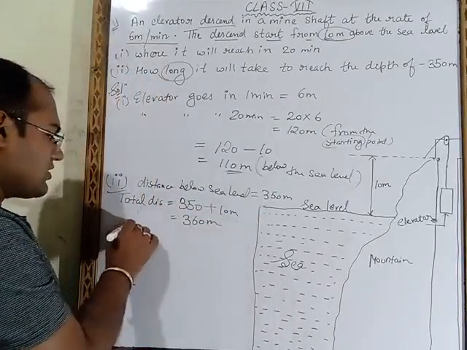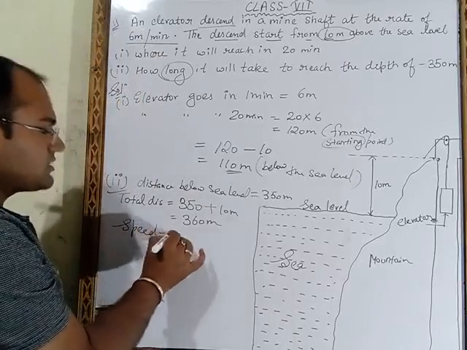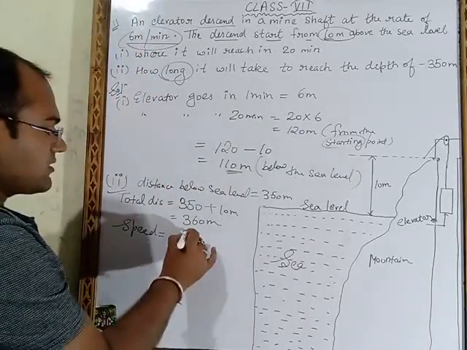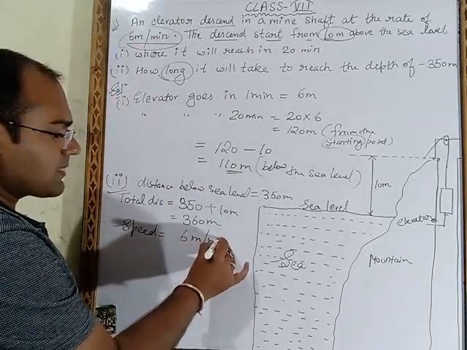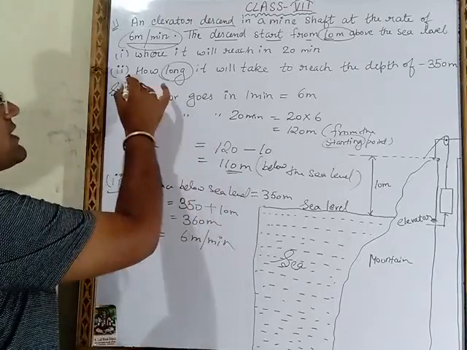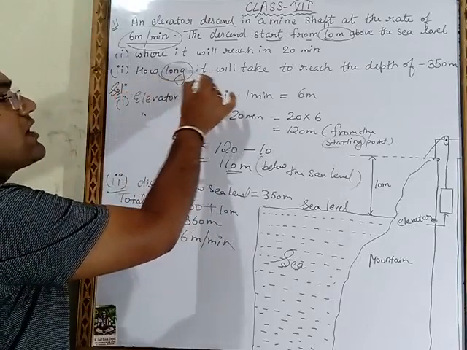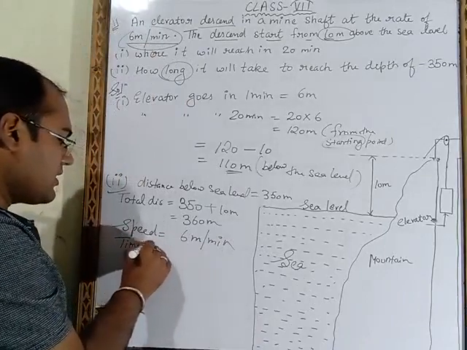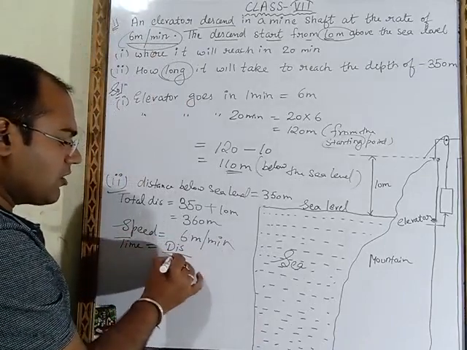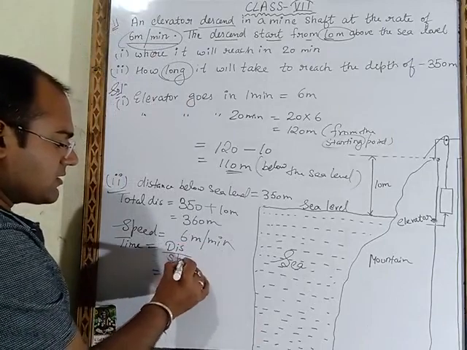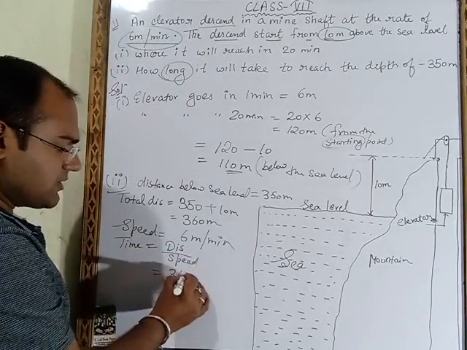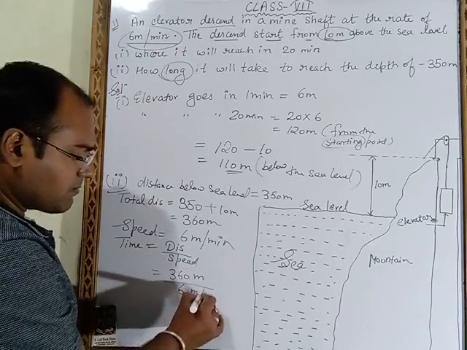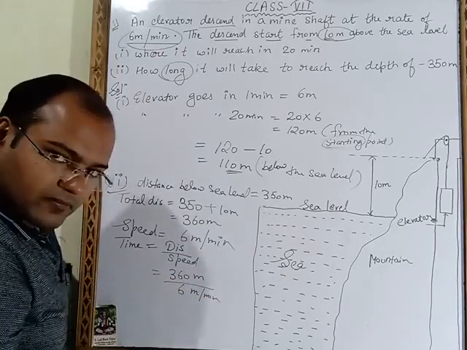Now speed is also given. Speed is given in the first line, 6 meter per minute. What do we have to find in the second part? We have to find how long it will take. How long means we have to find the time. Now we will use the formula for time. The time formula is distance upon speed. Distance is 360 meter upon speed, 6 meter per minute.